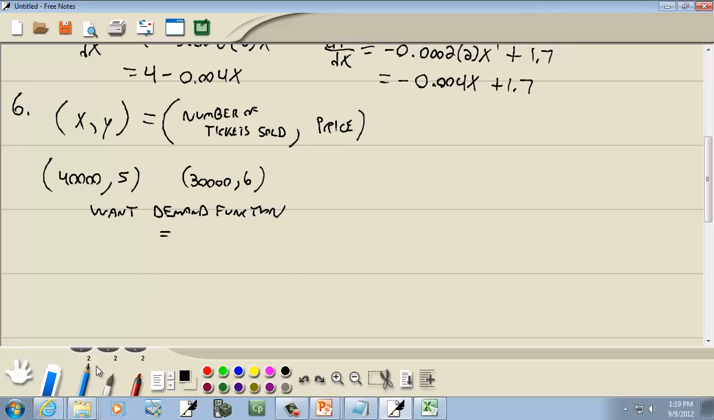Let me draw that again. Little p is equal to mx plus b. So we need two things. We need m and we need b. Well, m is our change in y over change in x. And you remember your formula. This is x1, this is y1, this is x2, and this is y2. So we're going to have 6 minus 5, y2 minus y1, over x2 minus x1. So that'd be 30,000 minus my 40,000.